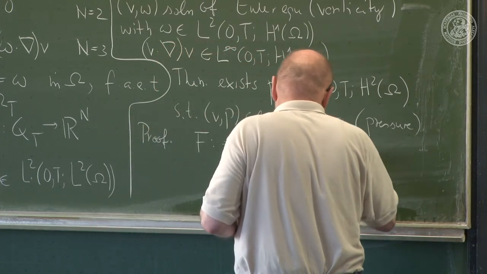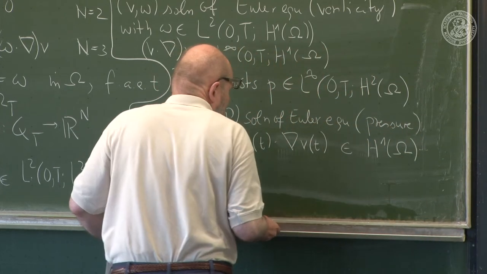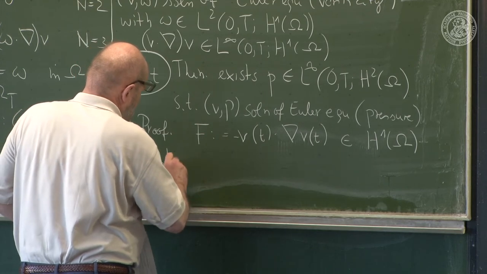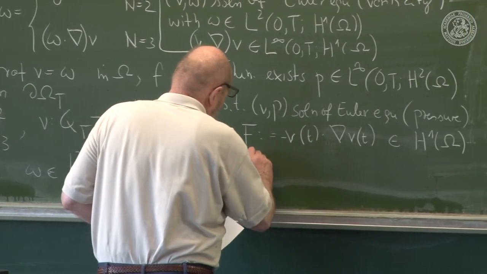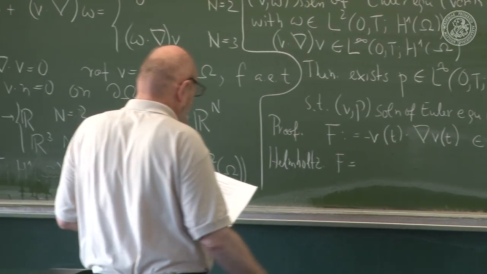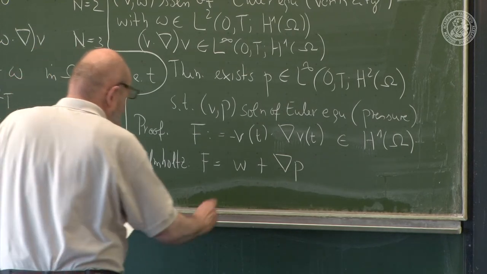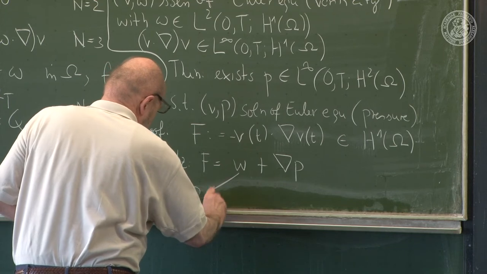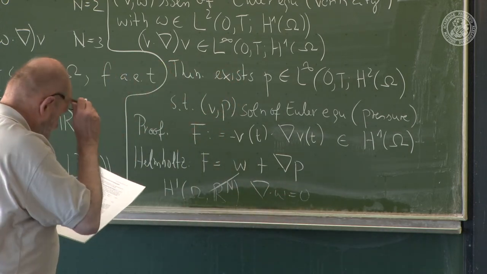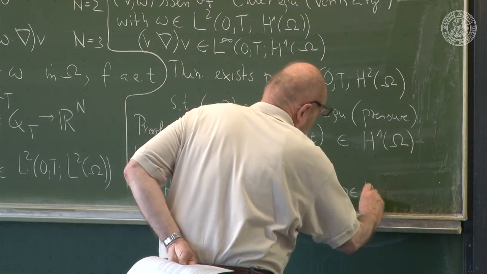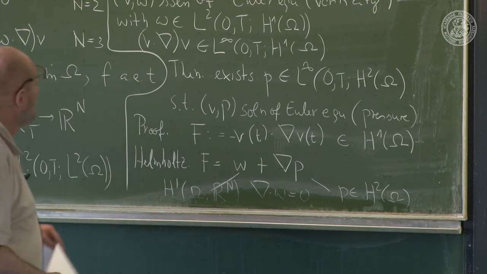And this is, for every instance or almost every instance in time, by assumption, now an H1 function. And by Helmholtz, in the way I sketched this, I can subdivide this F in a new unique fashion into a vector field W and a gradient field, the gradient of some function P, where this W is an H1 function and it's divergence free, and the P is an H2 function. So that is the version for H1 functions. As I said, there are all kinds of other versions too.